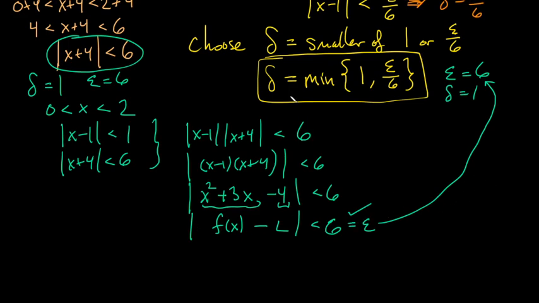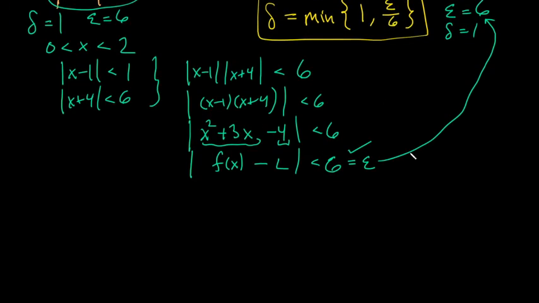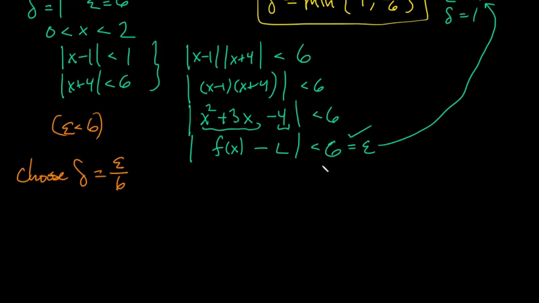Okay, now this was under the assumption that delta is equal to 1. But what if the smaller number is this epsilon over 6 here? What if that's smaller? So now let's choose delta to be epsilon over 6, which, remember, means epsilon has to be less than 6 for this to work. So we're going to essentially go through the same argument here.